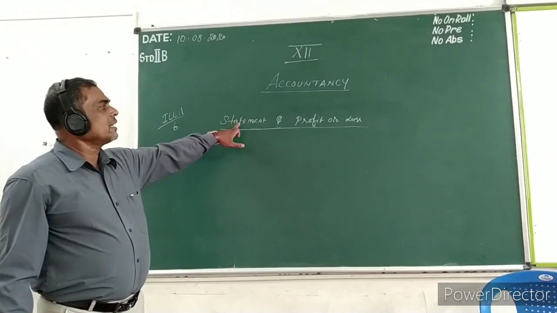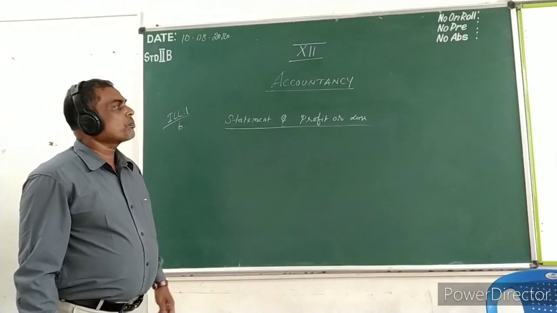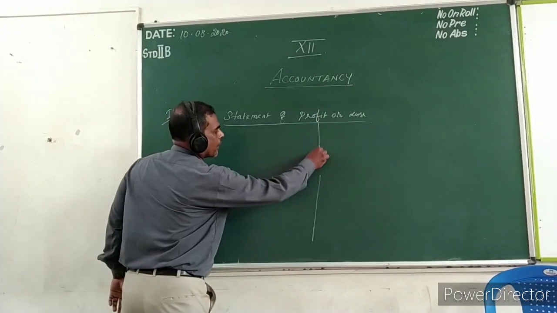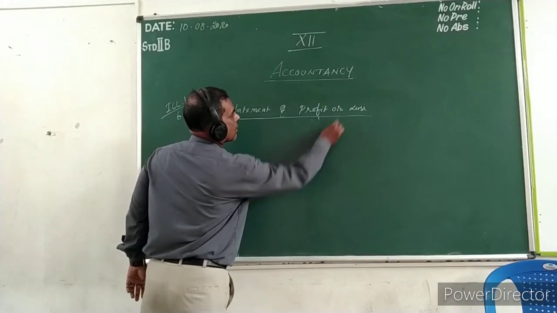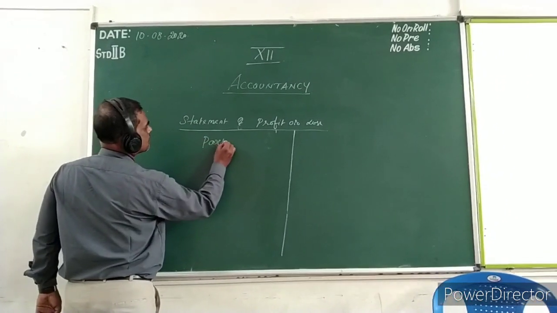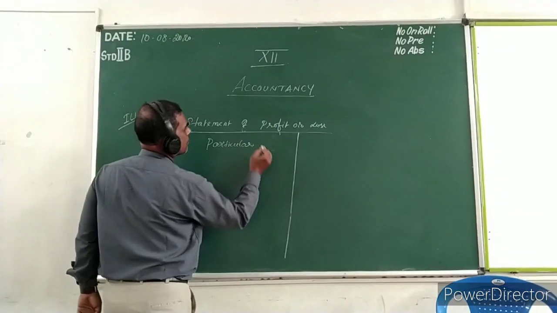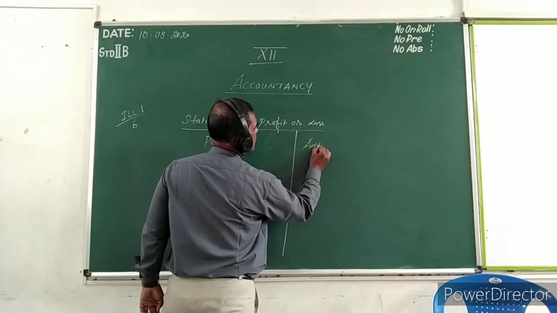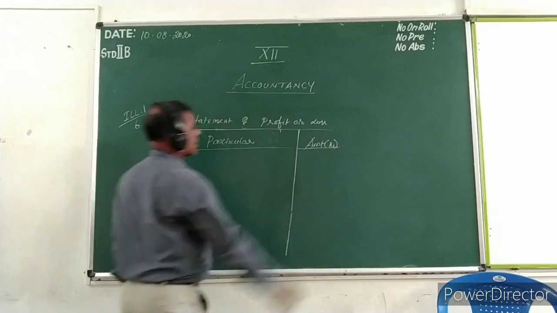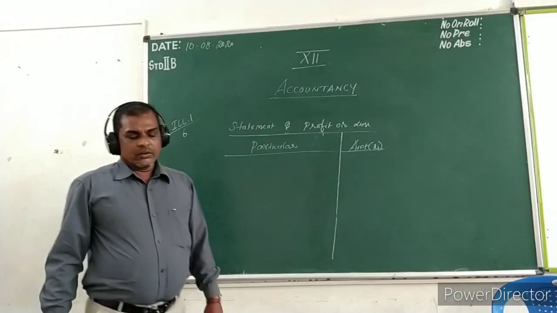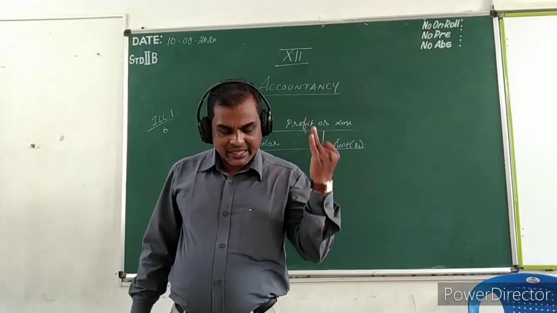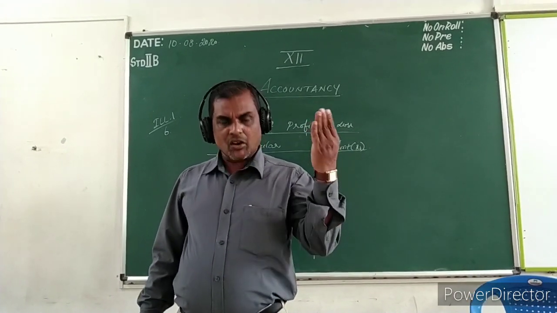Okay. This is the title or heading, statement of profit or loss. For that we have to make two columns. One column is particular column and another column is amount in rupees. Okay, now what he has given? Capital at the beginning, capital at the end, additional capital and the drawings.